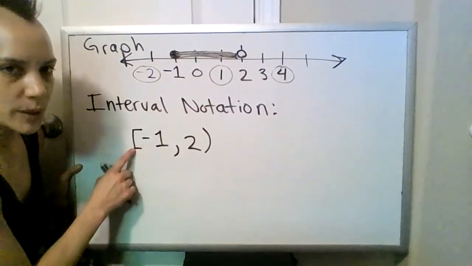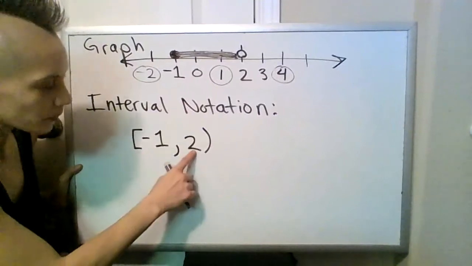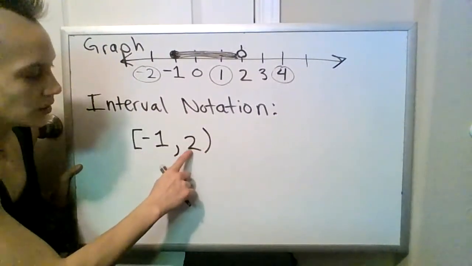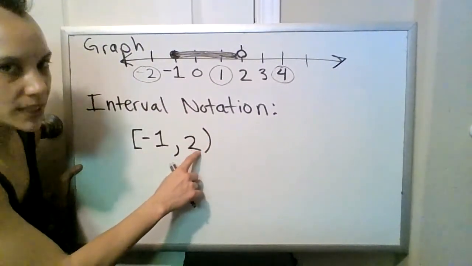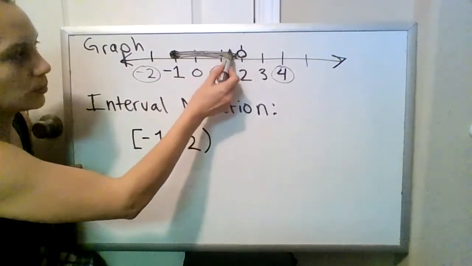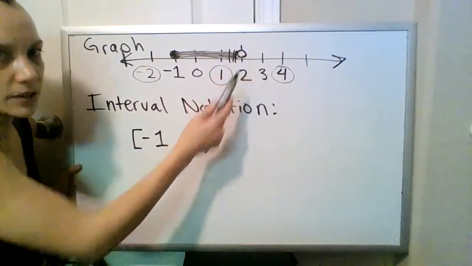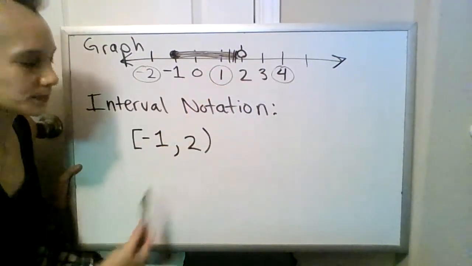And reminder, the square bracket means you include the number. That number is in the set. The parenthesis means you're going to get really, really close to 2, but never actually use that number 2. Just get like 1.9 and 1.9999 and closer and closer to 2, but never actually have 2 in the set.